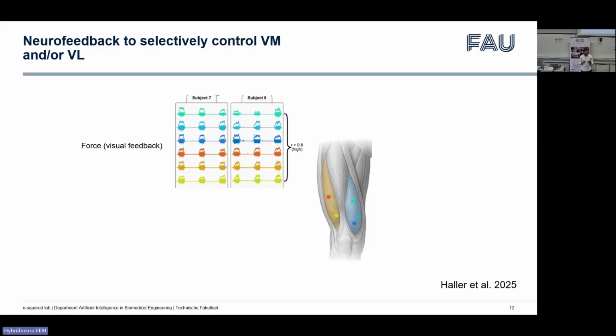So the first thing was to check whether you have a correlation when you do a force task. And that's what we have always been doing for the last 10, 20 years: we always have force feedback. And that's okay to do, because isometric force feedback is very controlled.